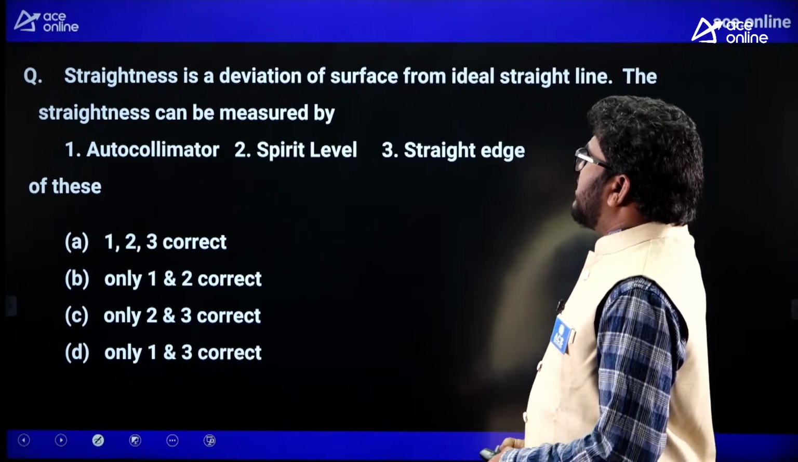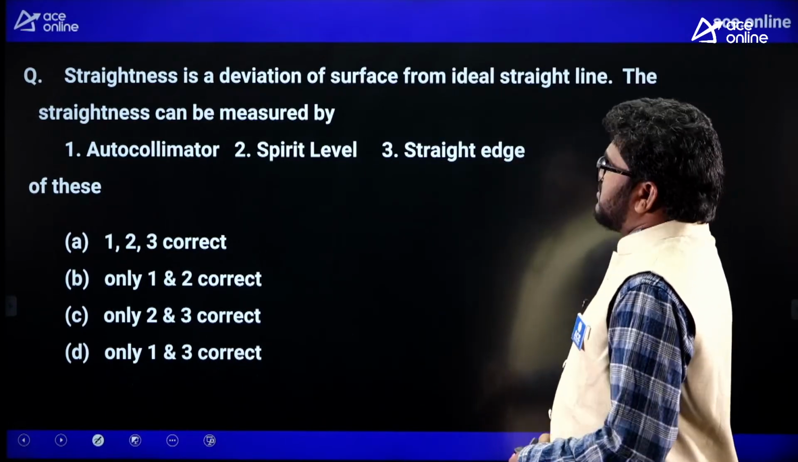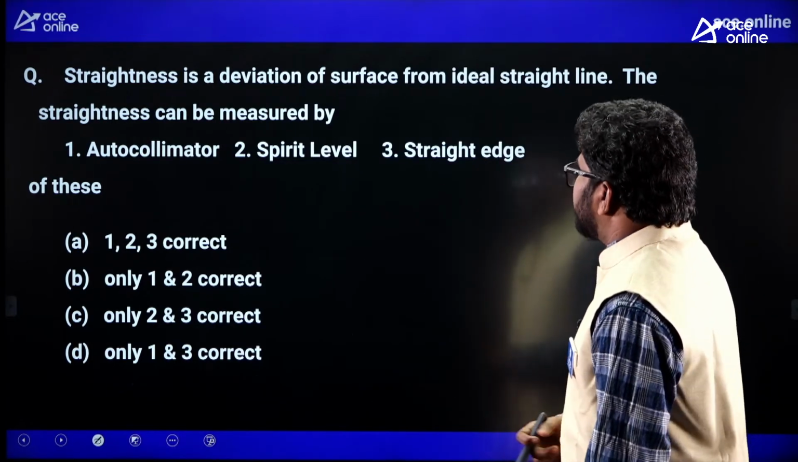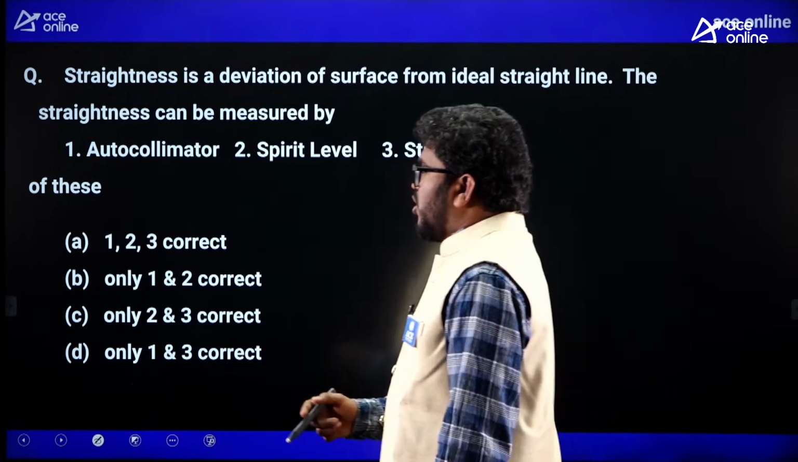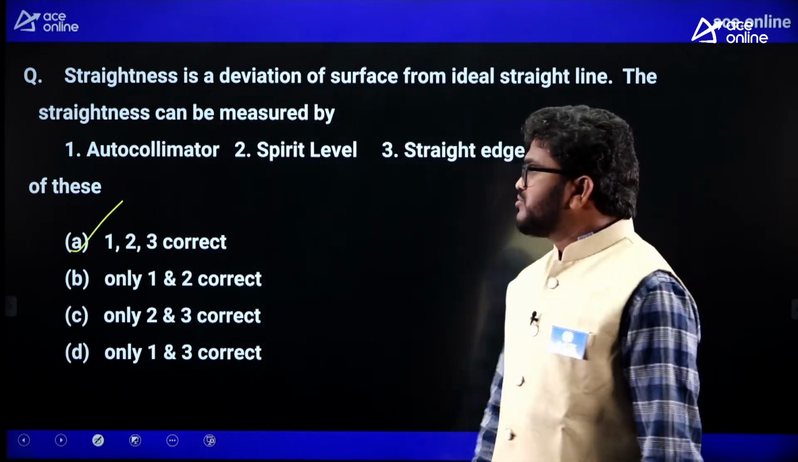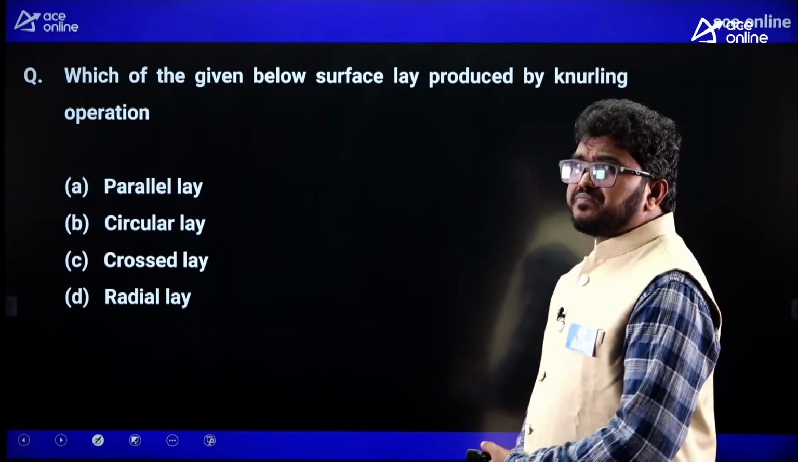Straightness is the deviation of a surface from the ideal straight line. Straightness can be measured by an autocollimator, spirit level and straight edge. So all these three are used to measure the straightness.